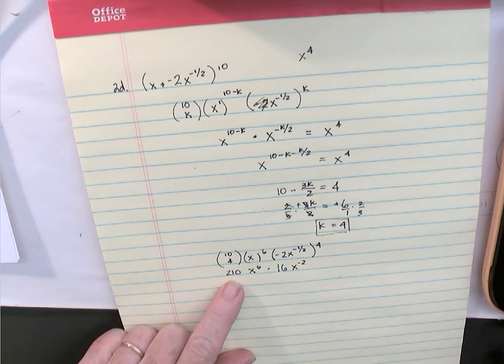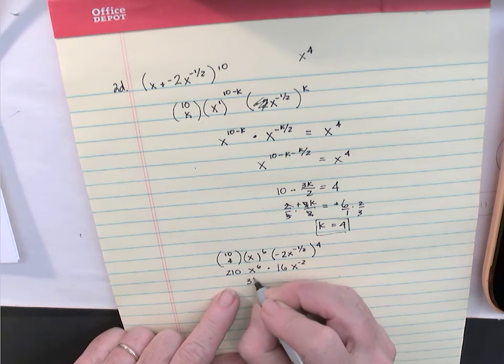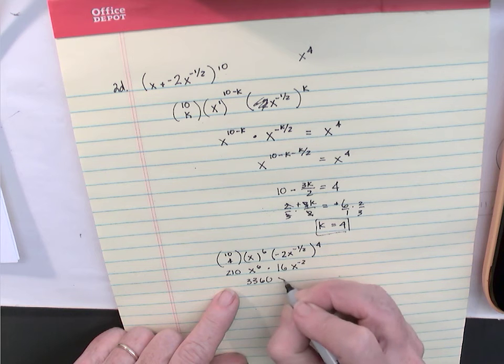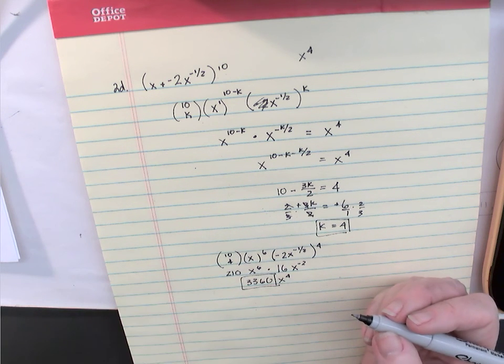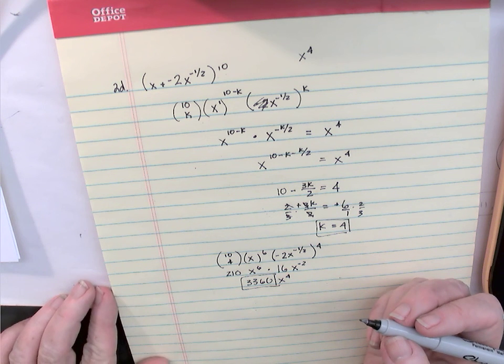So 210 times 16 gives me 3360, and I'm going to have an x to the fourth as expected. So the coefficient is 3360.